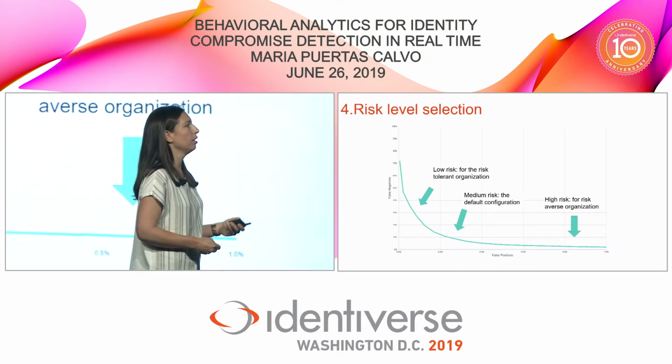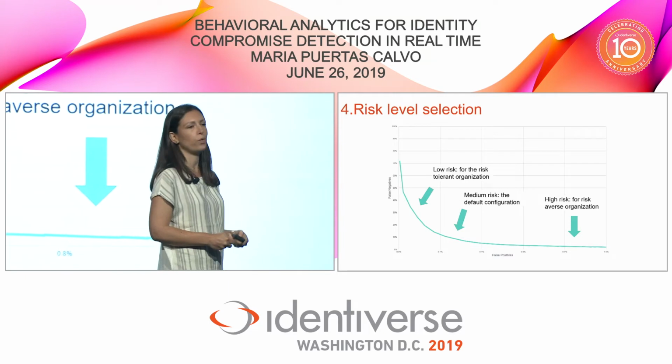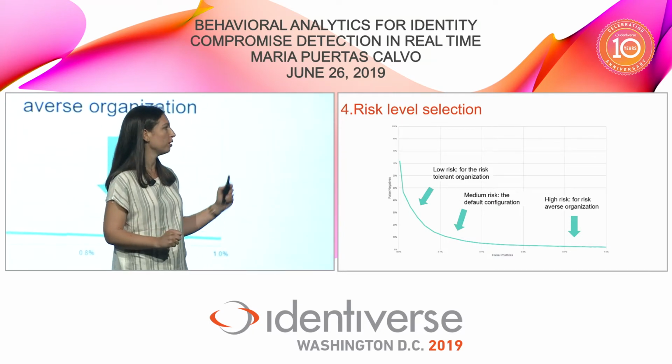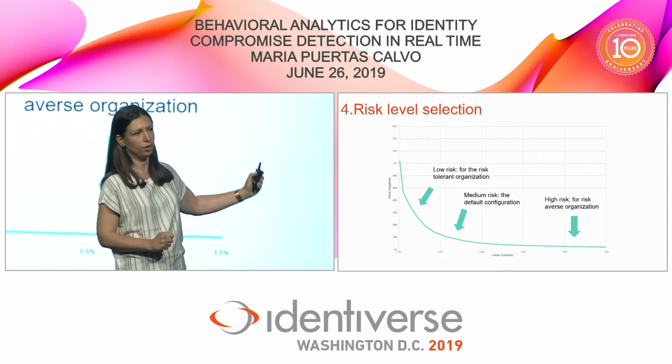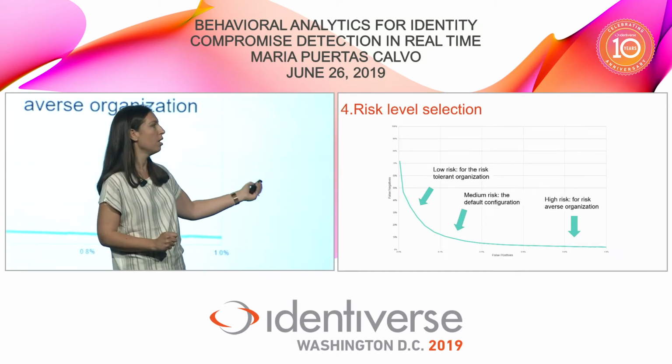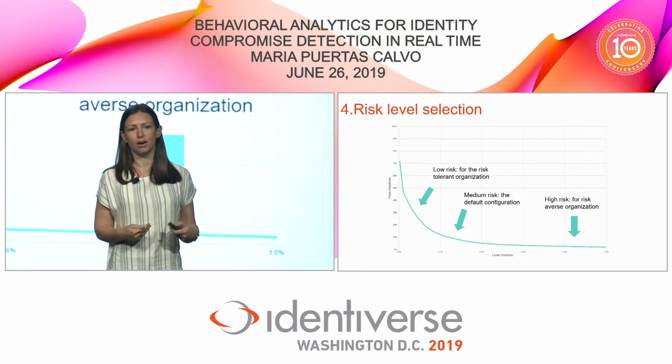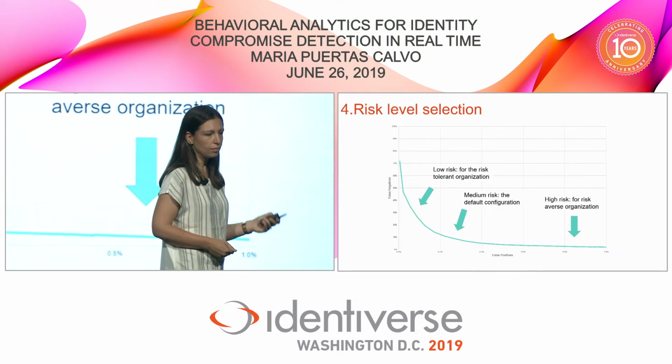And then you have your risk-averse organization. That's the one that definitely doesn't want any bad guys coming through. So you want your false negatives to go really down and be really low, which means you'll have a higher level of noise and a higher level of user friction.